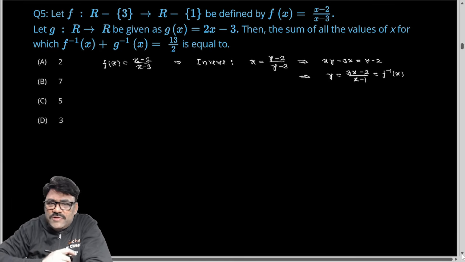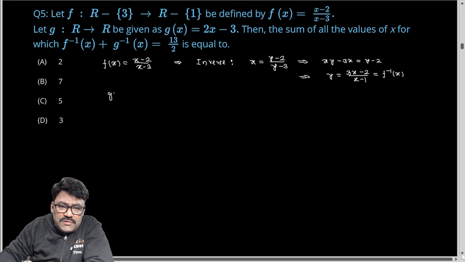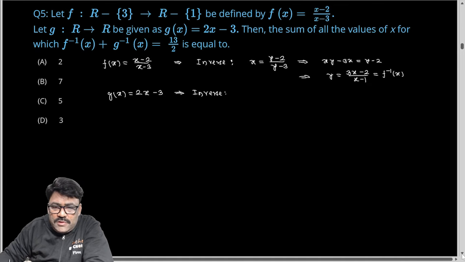Now let's find g inverse x. So g(x) is 2x minus 3. So what will be its inverse? To write its inverse, replace g(x) by x and x by y. So y will be x plus 3 by 2. This is g inverse x.